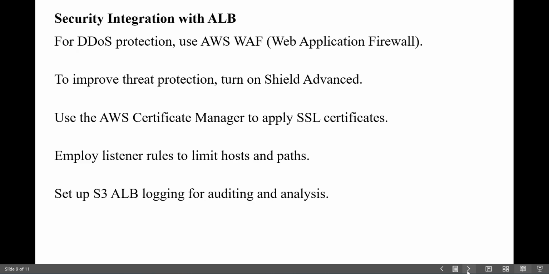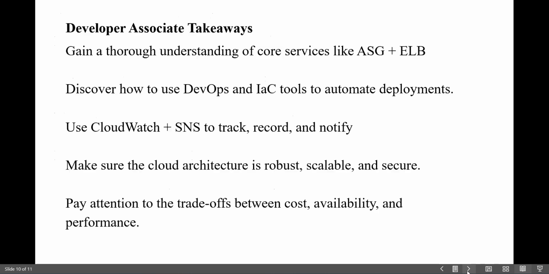Security integration with ALB. For DDoS protection, use AWS Web Application Firewall. To improve threat protection, turn on Shield Advanced. Use the AWS Certificate Manager to apply SSL certificates. Employ listener rules to limit host and paths. Set up S3 ALB logging for auditing and analyzing.